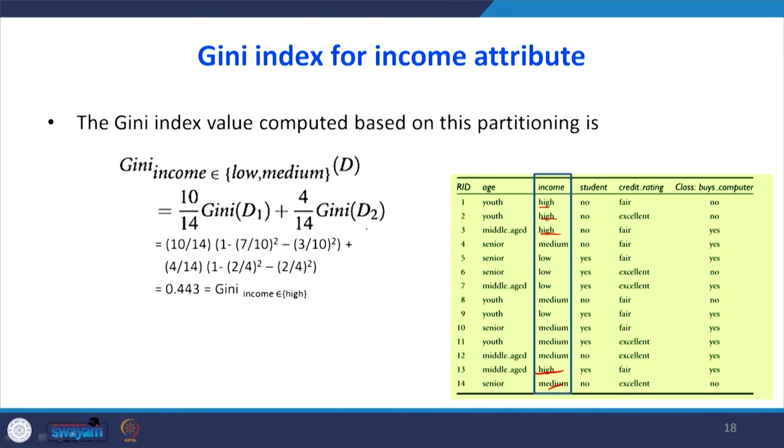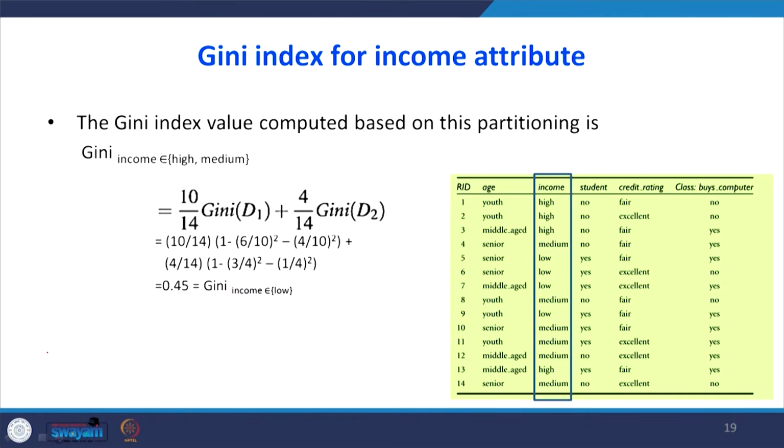Gini D2 is 1 minus, because the number of yes and number of no's are the same, 1 minus 2 by 4 whole square minus 2 by 4 whole square. So this is the Gini index for low and medium, that is 0.443, which is equivalent to the Gini index for the other level, high. The Gini index value for the other option: what is that other option? There are two options, option 1 D1, D2, this is D1, this is D2.